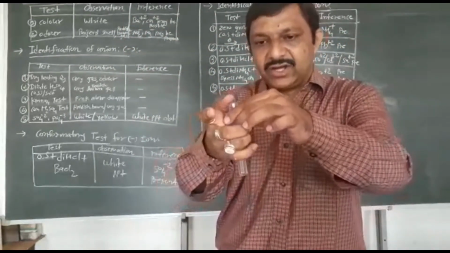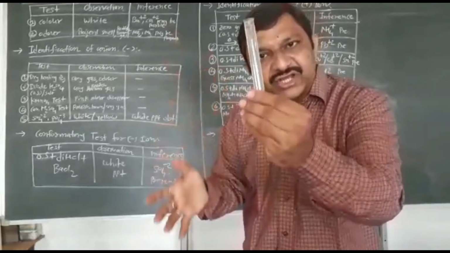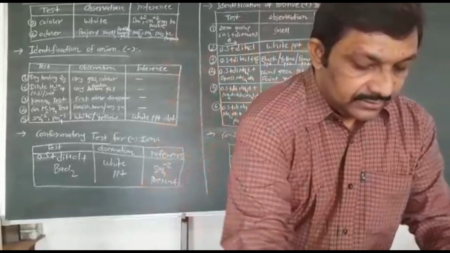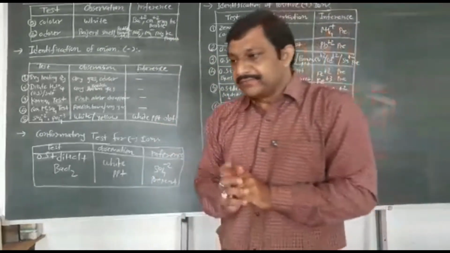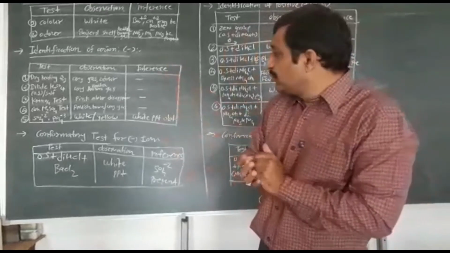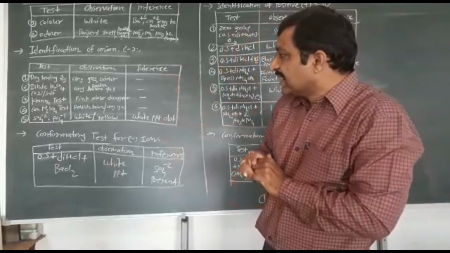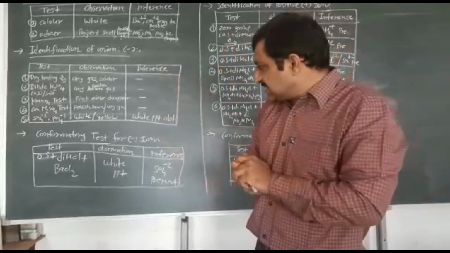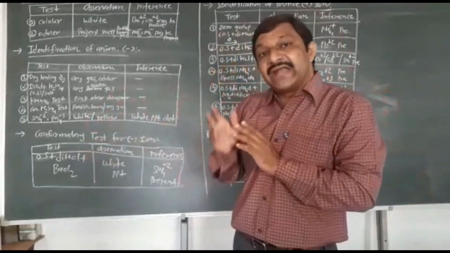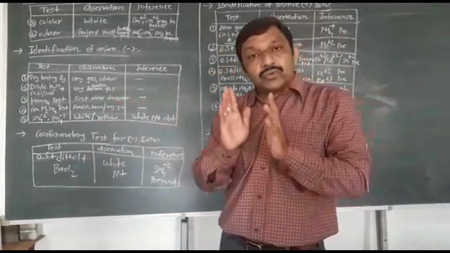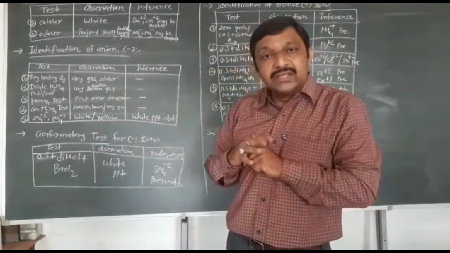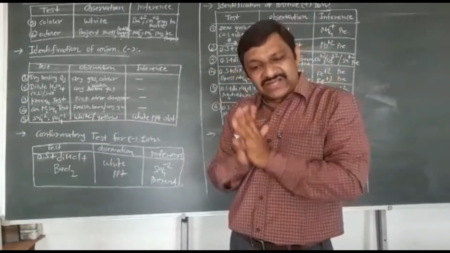Clear? So here is your MgSO4 original solution. Now look here. When you perform the sulfate test in negative ion, you will get white precipitates. In the sulfate test, there is OS plus dilute HCl. You have to boil it, then you have to add barium chloride. So you will get white precipitates for sulfate.